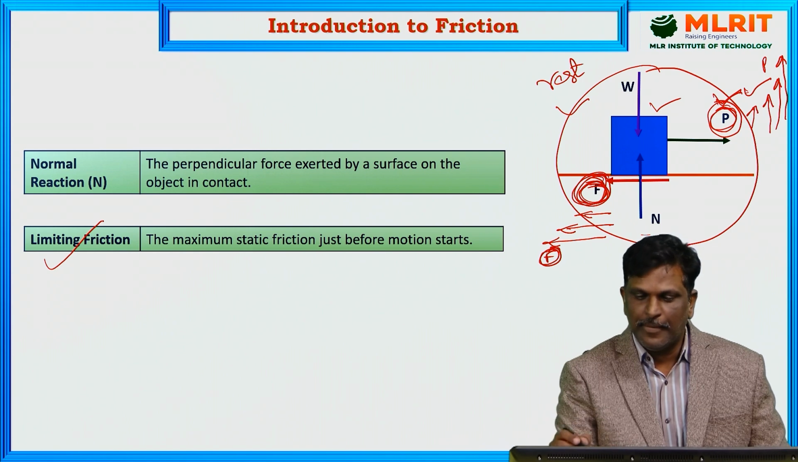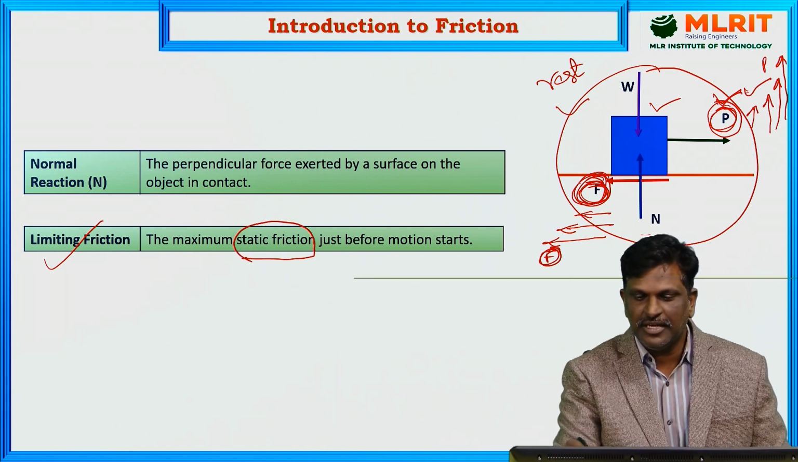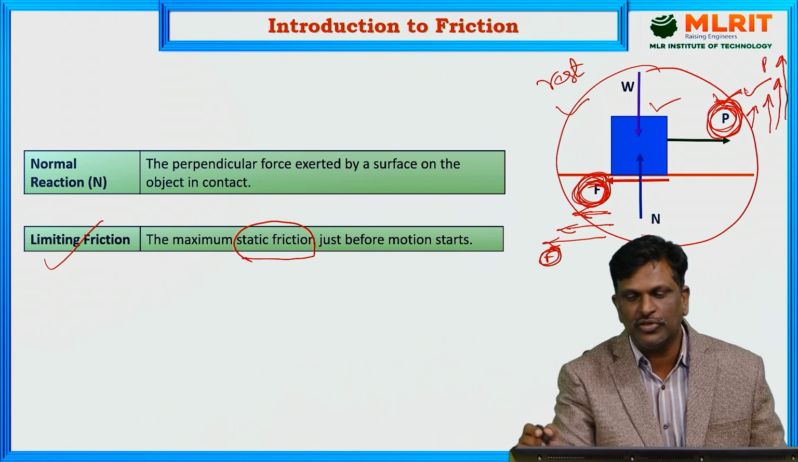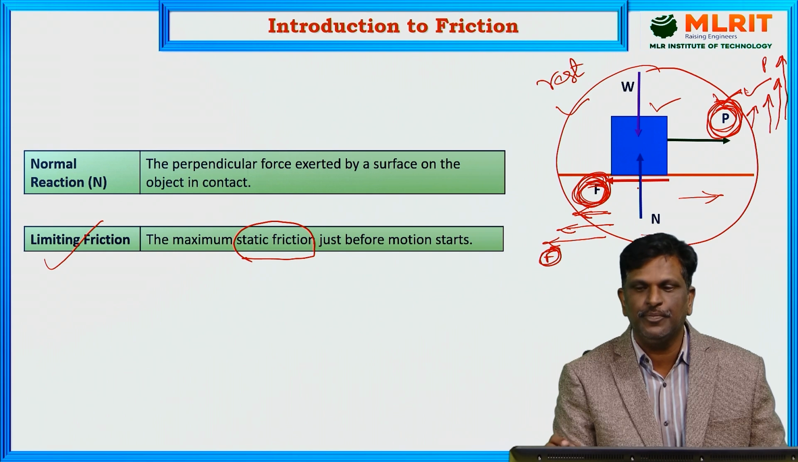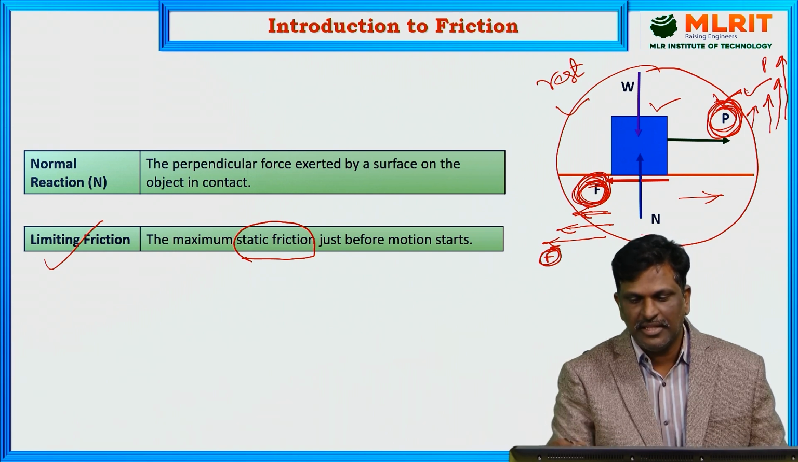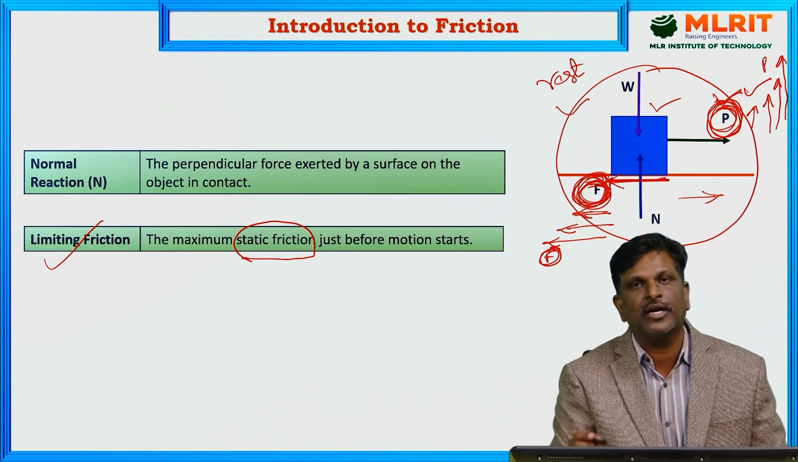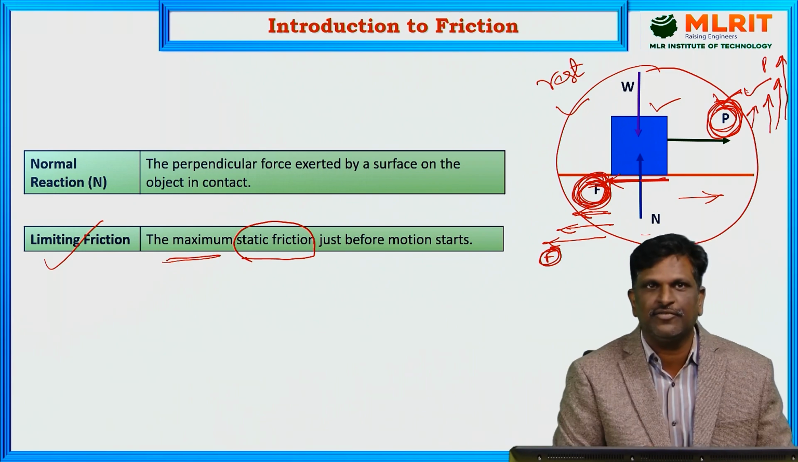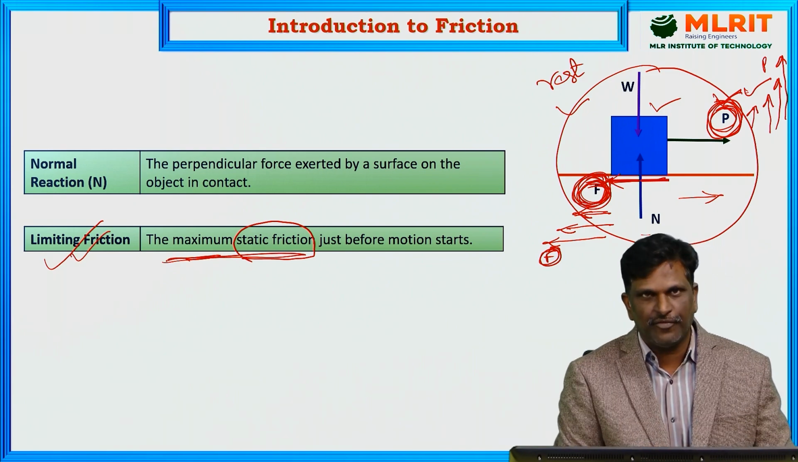It is the maximum friction in case of static friction. That means after the limiting friction value, the friction will not increase further, and if you further increase the force, the body starts moving and enters into motion. Till that point, the friction encountered between the contact surfaces is called static friction. So, it is the maximum value of the static friction. The limiting friction is the maximum value of the static friction.